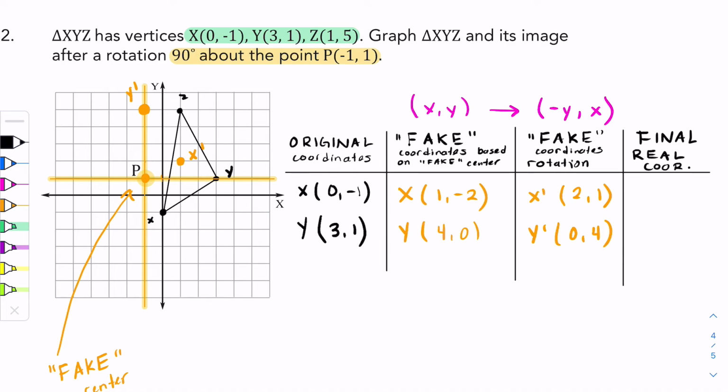And lastly, point Z originally is at 1, 5. Based on my new coordinate plane, or new center, it's at 2, 4. When I apply the rule, Z prime is at -4, 2.